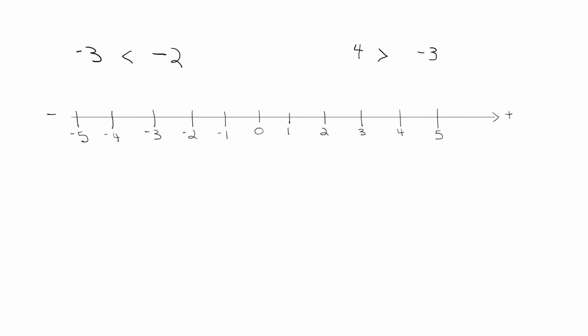So let's pick another two numbers. Let's go with 2. I'm going to put the 2 on the right side, and then I'm going to put a -4 over here. So let's say -4 is less than 2. You see that? -4 is less than 2. 2 is greater than -4. Okay?